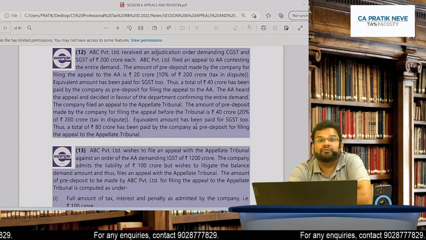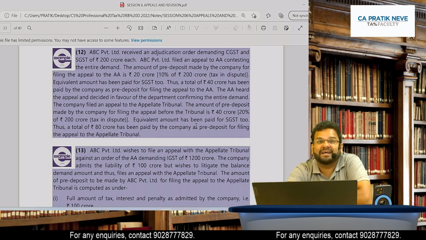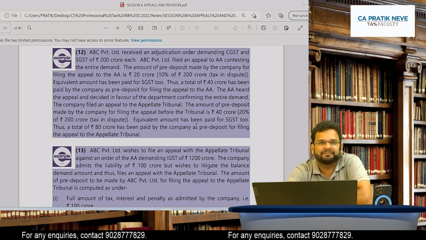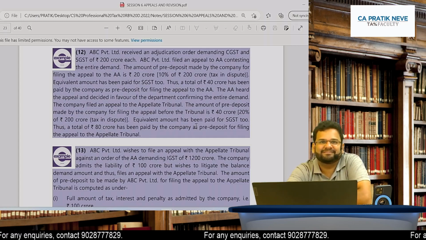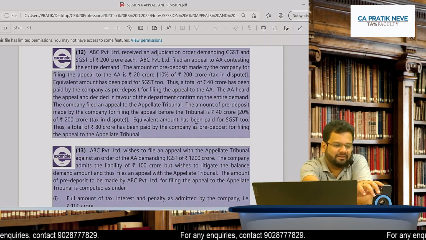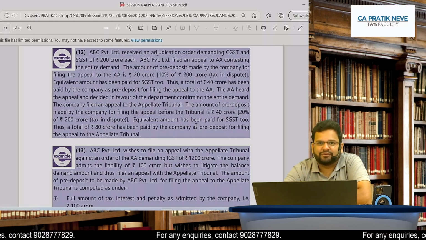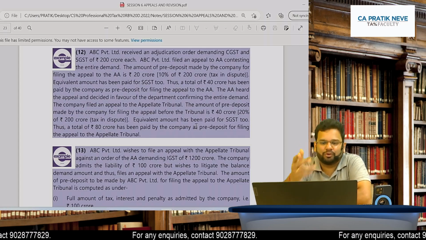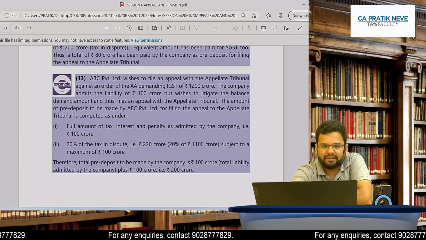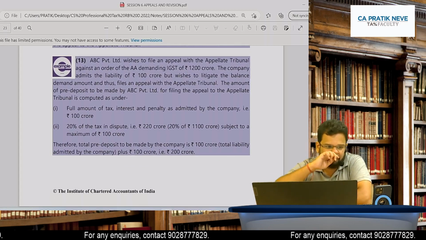Obviously, if the decision comes in favor of the assessee, then both the pre-deposits will be refunded. There is no doubt about that. It's your money, na? Hard-earned money. That's why you are going into litigation, because you don't want to pay it. Okay, let's see one more example.